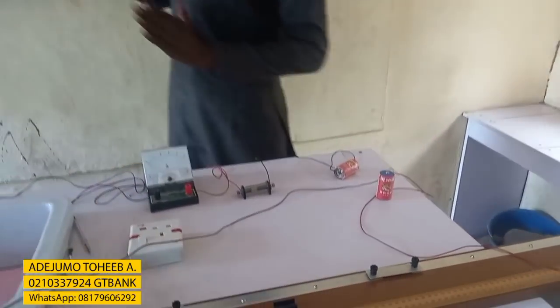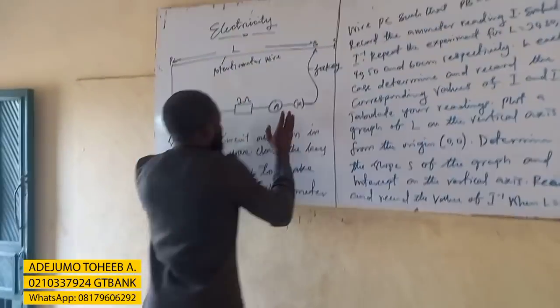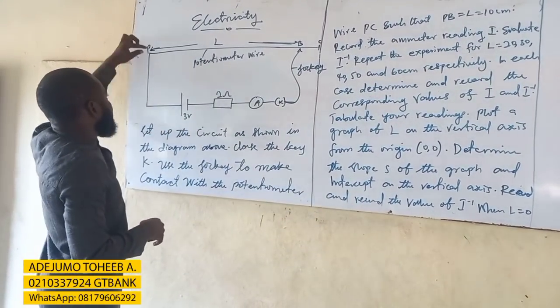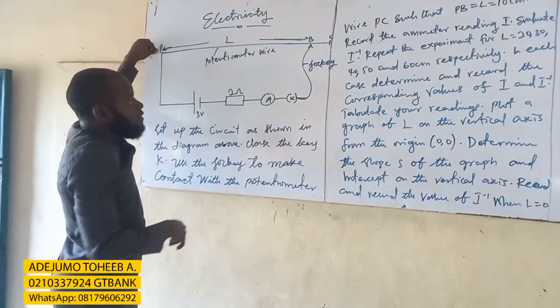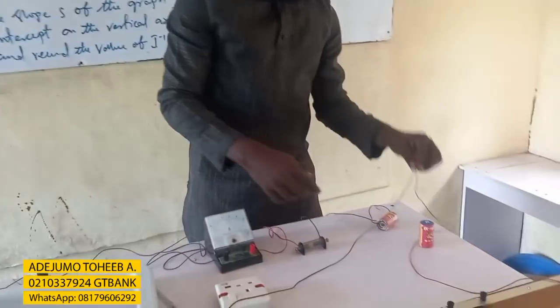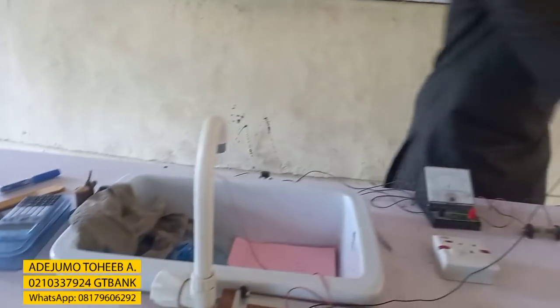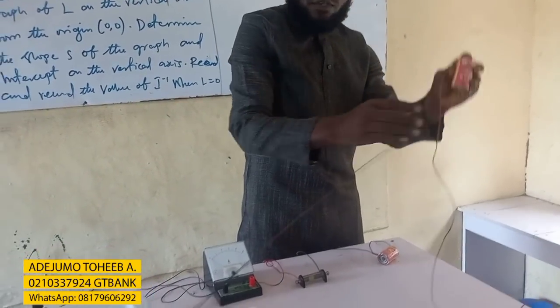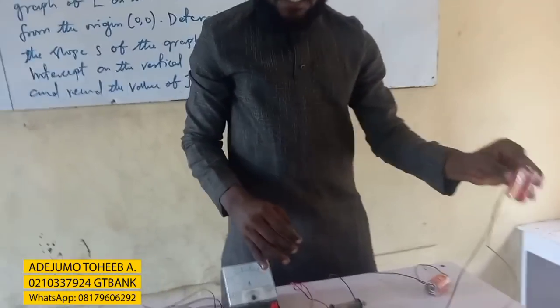Look at the diagram again. Let's look at the diagram again. The positive pole of the battery is connected to the terminal of the potentiometer. The 2 terminals will be brought together just like I did. Can you see? This is terminal A. Terminal B, they come together, I join them together and they will be coming to the positive pole of the battery. Are you seeing it now?